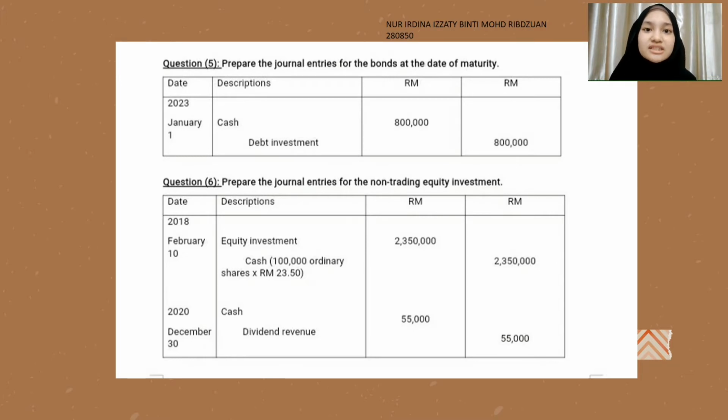Today, I would like to discuss question number 5 and number 6. We need to do a journal entry for both questions. For number 5, the date is 23 January. The debit is cash, credit debt investment 800,000. For question 6, the date is 10 February 2018. The debit is equity investment, credit is cash 2,350,000. On 30 December 2020, the debit is cash, the credit is dividend revenue 55,000.